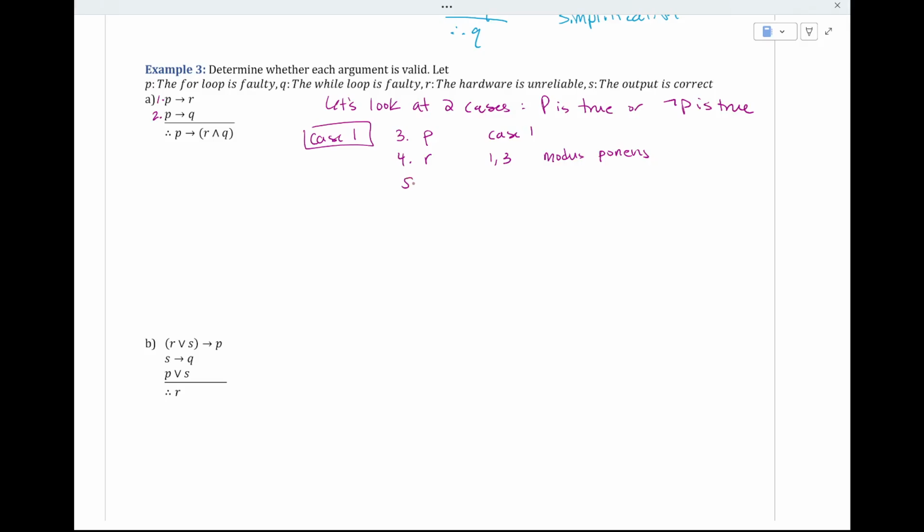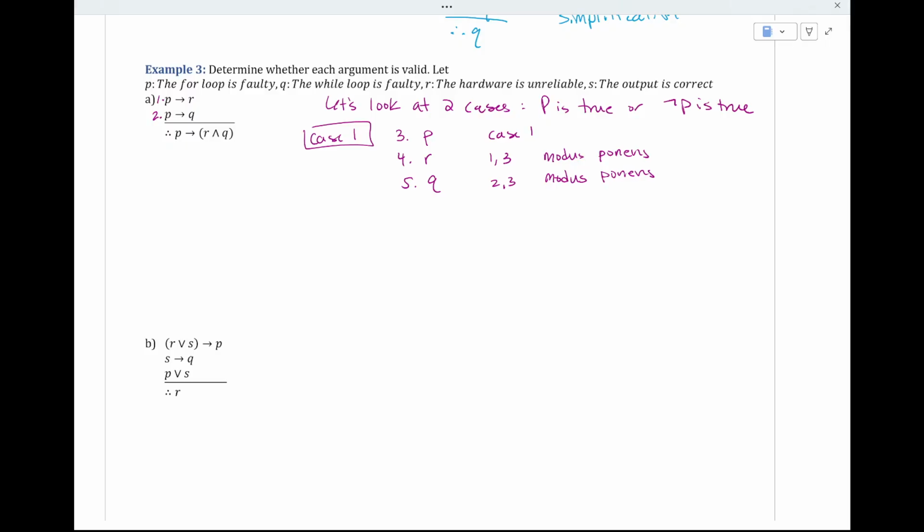I also know, number 5, that Q is true. That's from 2 and 3. That's also modus ponens. Let's see, what can I say next? That's 3, 4, and 5.